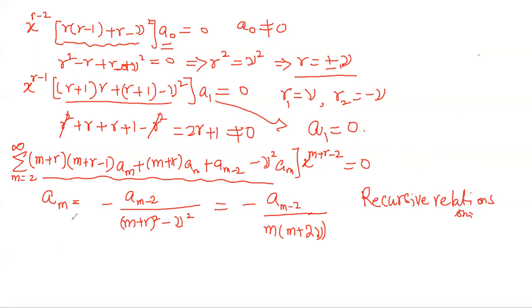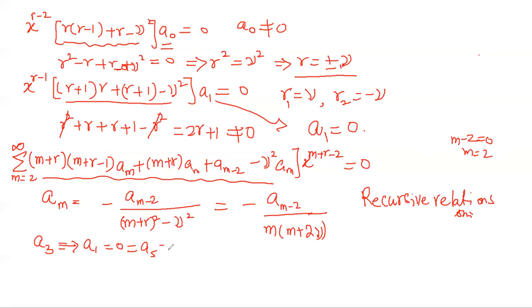So how will this recursive relationship work? For this to be 0, m minus 2 is equal to 0, which means we will start from m is equal to 2. Then for m is equal to 3, it will be a relationship with a1. So if it has to be A1, then it should be A3. Because A1 is 0, A3 will be 0.